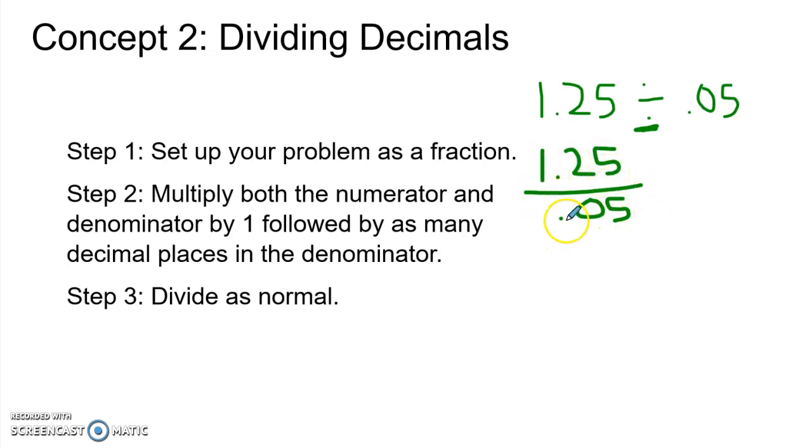Once you have that, you're going to look at your denominator, and you're going to multiply both the top and the bottom by the same number, and that number is going to be a power of 10, so 10, 100, 1000, and it's going to be 1 followed by as many zeros as you have decimal places in the denominator. So I have 2 decimal places, so I'm going to multiply it by 100, and the top by 100. And I'm not multiplying this by 100 because my top has 2 decimal places. I am multiplying both of them by 100 because I have 2 decimal places in my denominator.